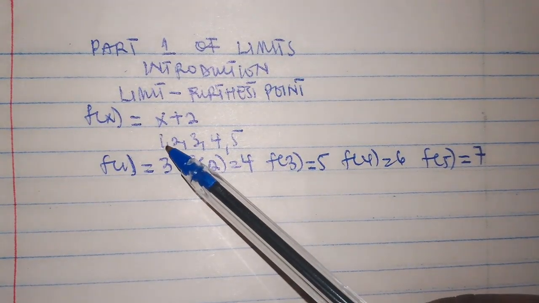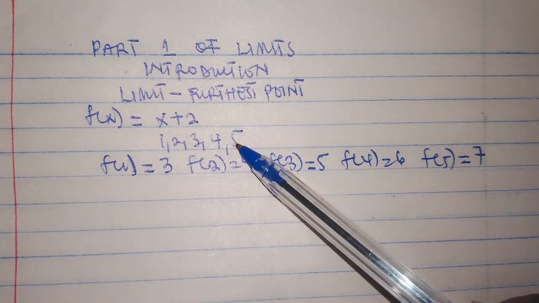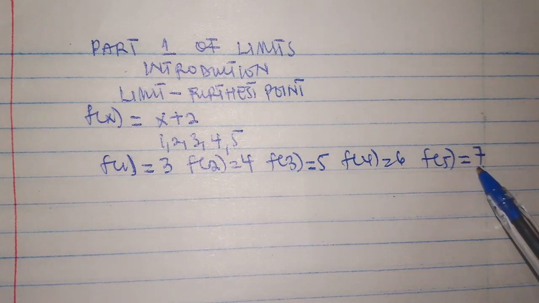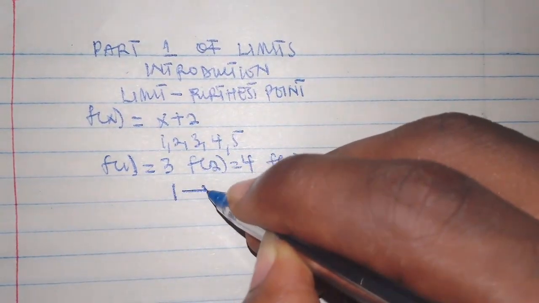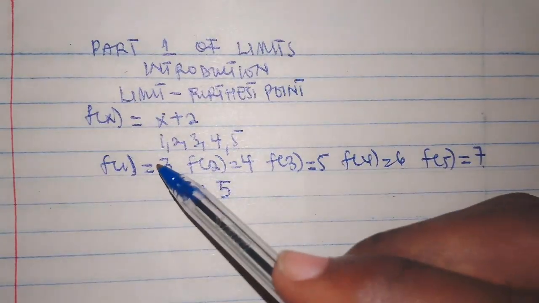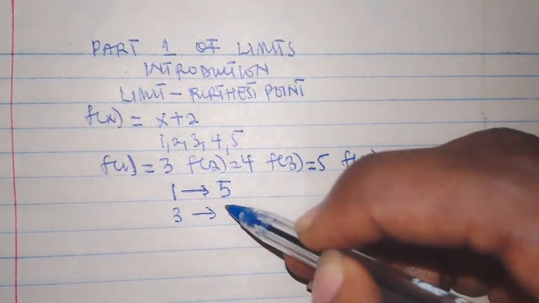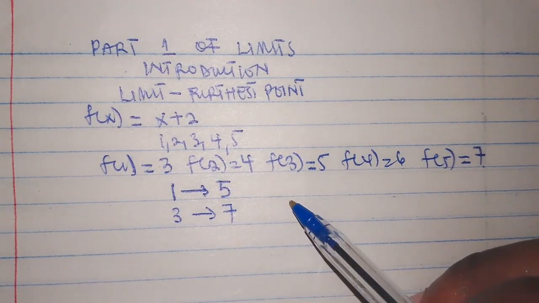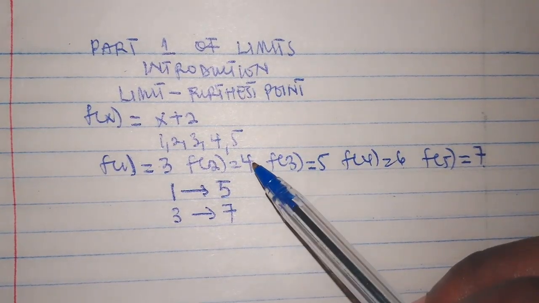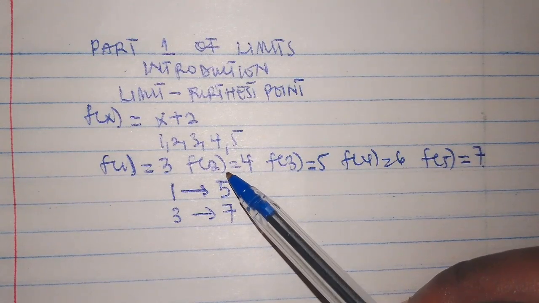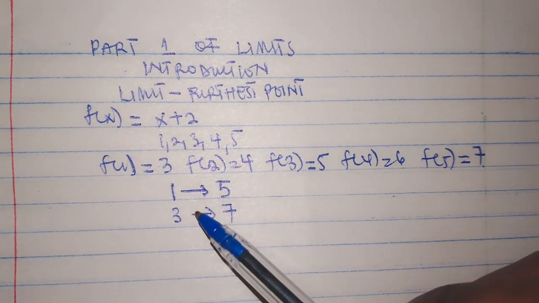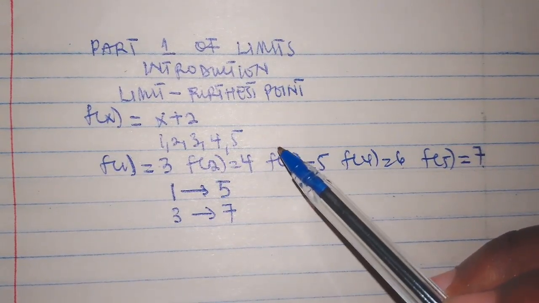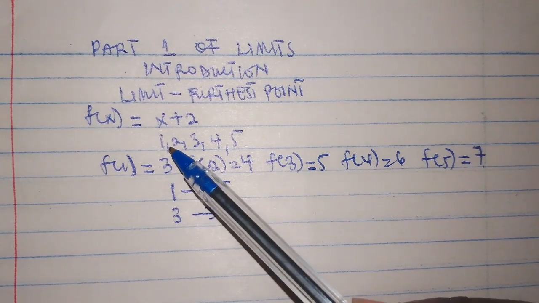Now you can see that as we approach the 5, all these values tend towards this 7. As we move from 1 to 5, you can see that these values, so 3 also approaches 7. So when evaluating limits, we are looking at a certain value from a point, giving us another value from a different point, whereby these values are close.